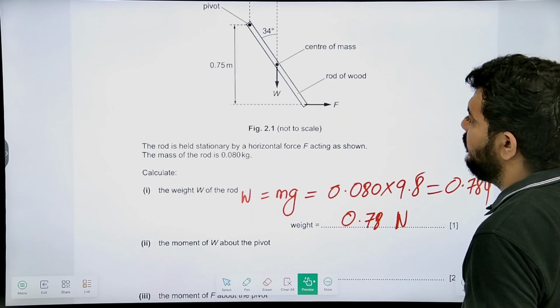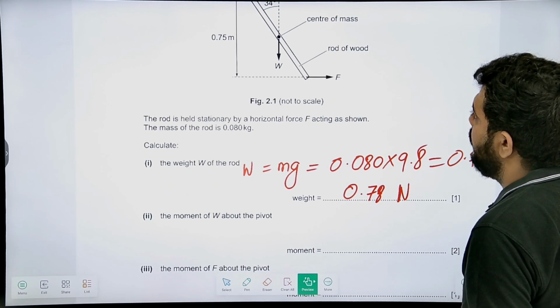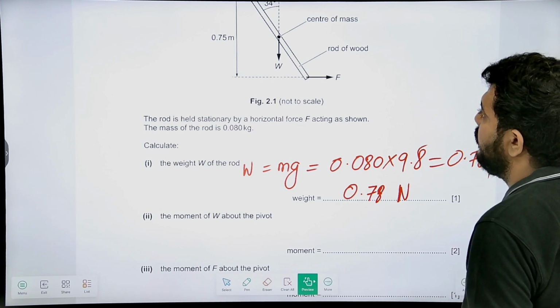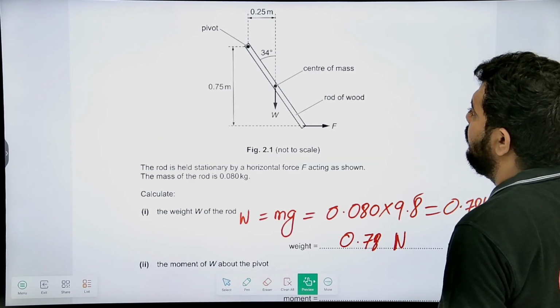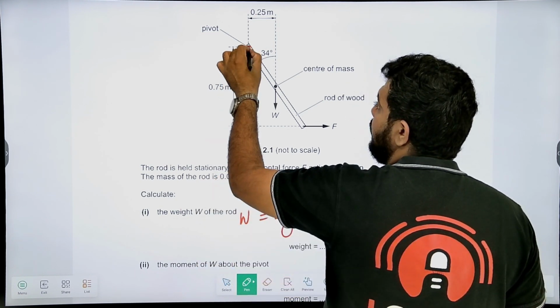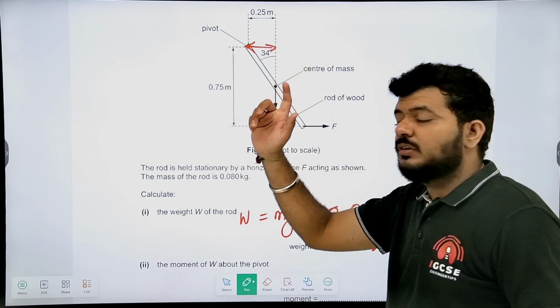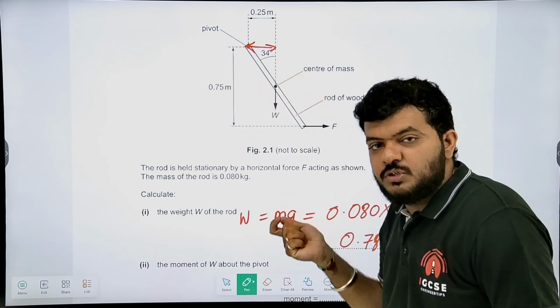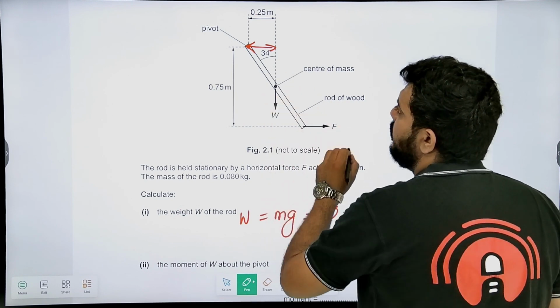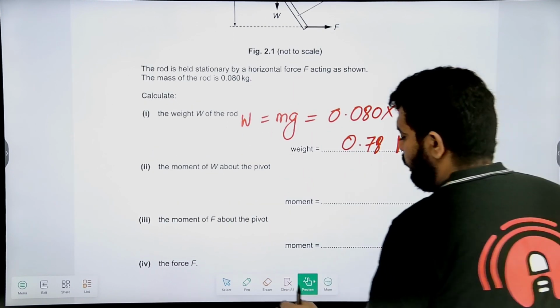Then what do we have? The moment of W about the pivot. What is the distance of W from the pivot? Let's find out. This is the pivot, and this is the perpendicular distance. In the definition above, we have written that it should be the perpendicular distance. So I will have to multiply it with 0.25.